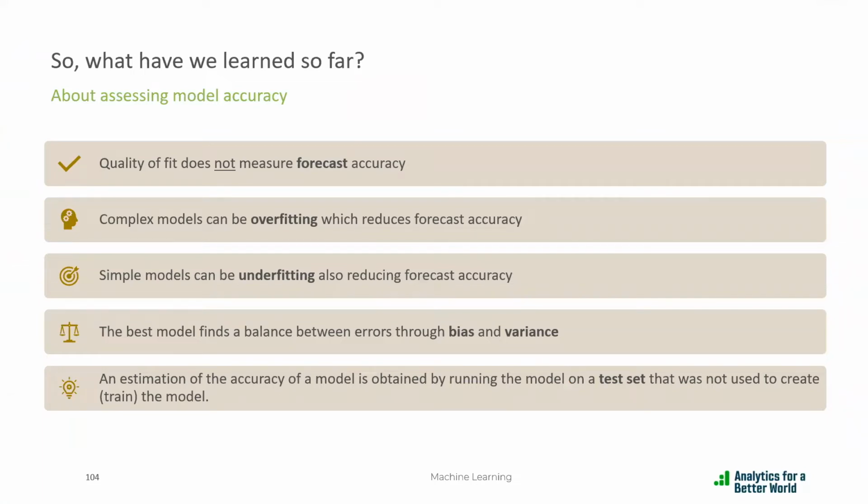So what have we learned? We have learned that quality of fit in your training set does not measure the forecast accuracy, that complex models can be overfitting, which will also reduce the forecast accuracy. Simple models can be underfitting, also reducing the forecast accuracy. So the best trade-off is related to lowering bias and variance, and it's always good to use your historical data both for the sake of testing and training purposes.